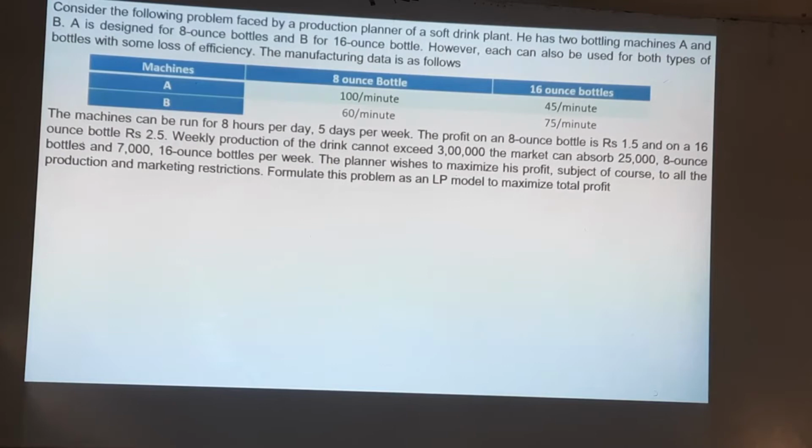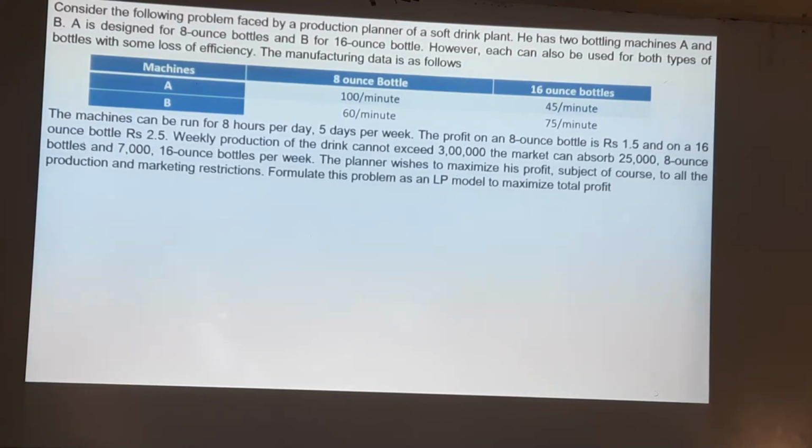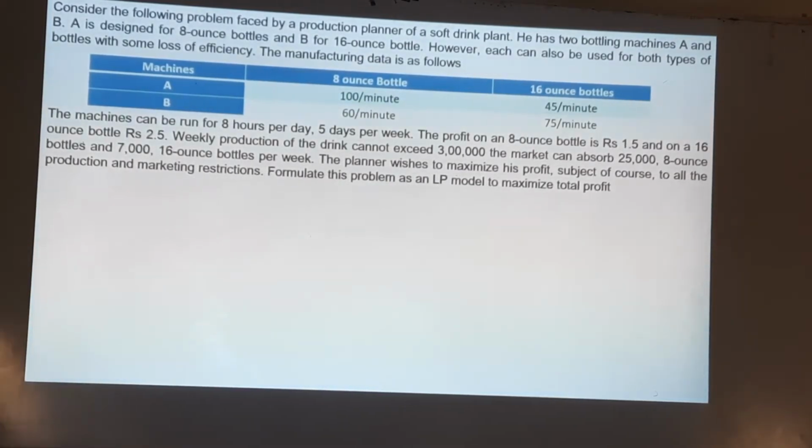The machines can run for 8 hours per day, 5 days per week. The profit on an 8-ounce bottle is rupees 1.5 and on a 16-ounce bottle rupees 2.5. Weekly production of the drink cannot exceed 3 lakhs. The market can also absorb 25,000 8-ounce bottles and 7,000 16-ounce bottles per week. The planner wishes to maximize his profit, subject of course to all the production and marketing restrictions. Formulate this problem as an LP model to maximize total profit.